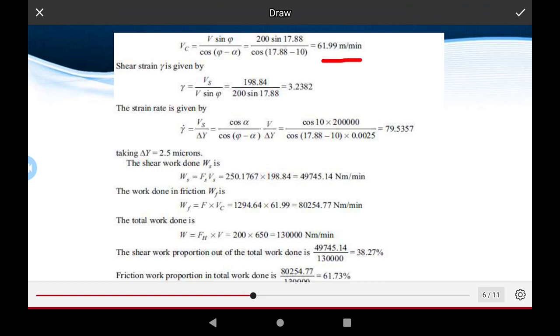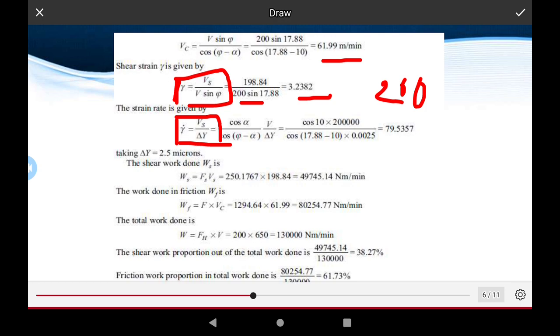The shear strain is given by gamma equals Vs upon Vc sin phi. Vs is found to be 198.8. The shear strain rate is given by gamma dot equals Vs upon delta y, where delta y relates to cos alpha upon cos of phi minus alpha. Taking cos 10 and V as 200 meters per minute, which we have converted, we get cos 10 upon cos of 17.8 minus alpha, into this.